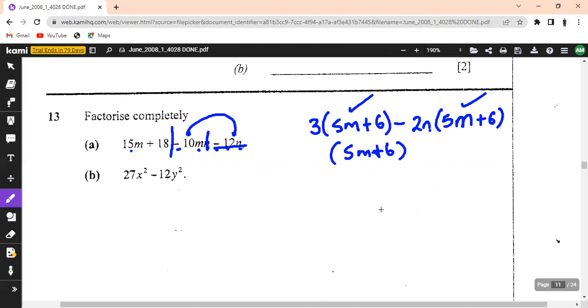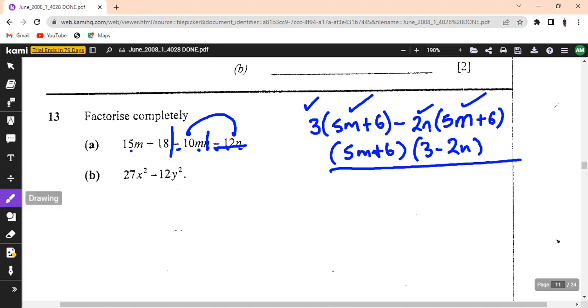So if I factor out this bracket, I'm going to be left with 3 minus 2n. So this will be 3 minus 2n. All right. That's it. We are done on this part.